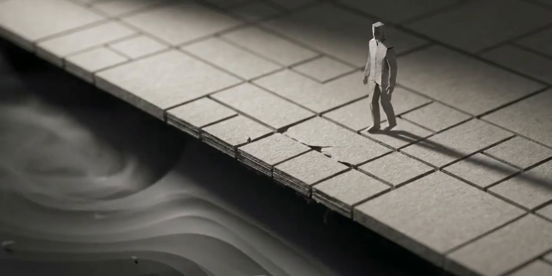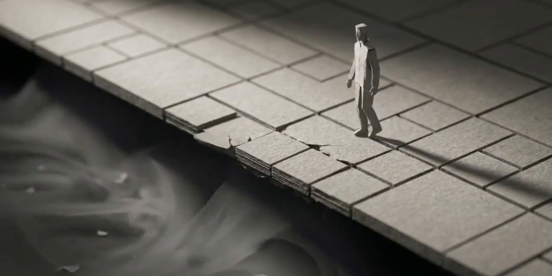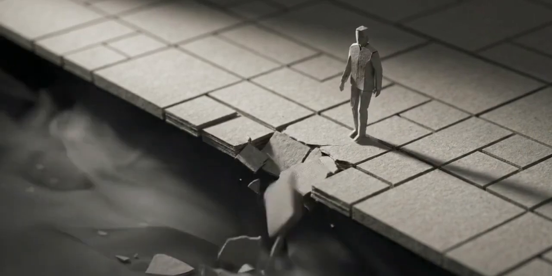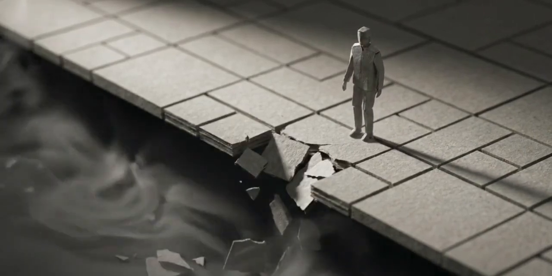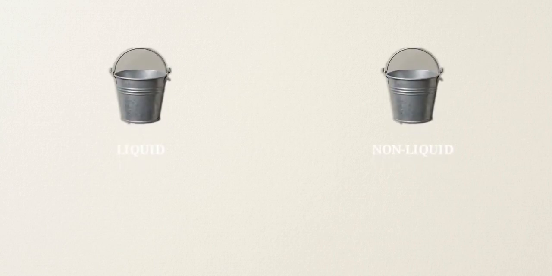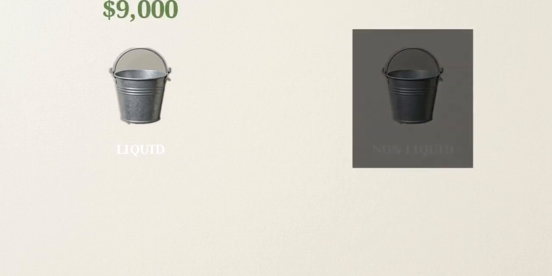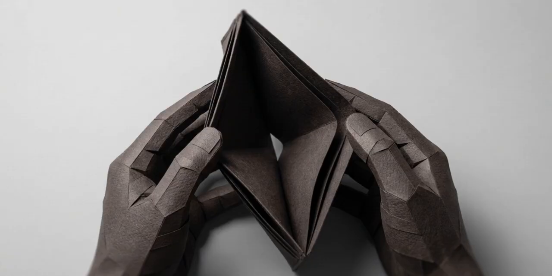Step 3 is calculating your financial runway. This tells you exactly how many months you could survive if your income disappeared tomorrow. For your runway, we only count liquid savings you can access immediately, like checking or high-yield accounts. Retirement and real estate don't count. Divide your total liquid savings by your monthly expenses. $9,000 divided by $3,000 equals a 3-month runway.